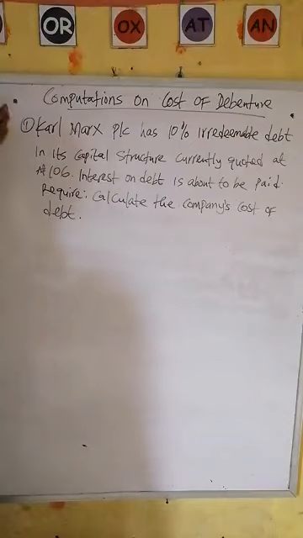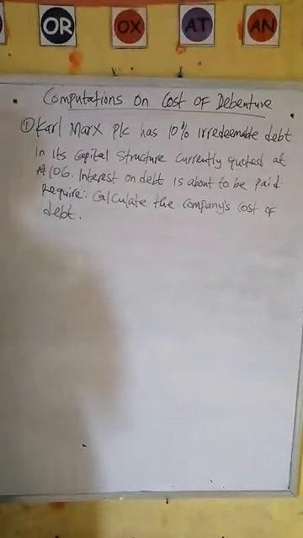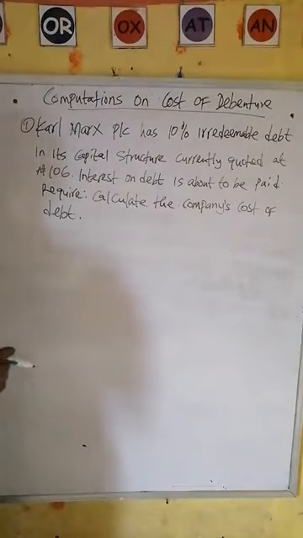So today we are still on cost of capital, and today we are going to look at computations of cost of debenture. As we all know now, capital comes in various forms, such as ordinary share, preference share, and debenture. So today we are looking at cost of debenture.